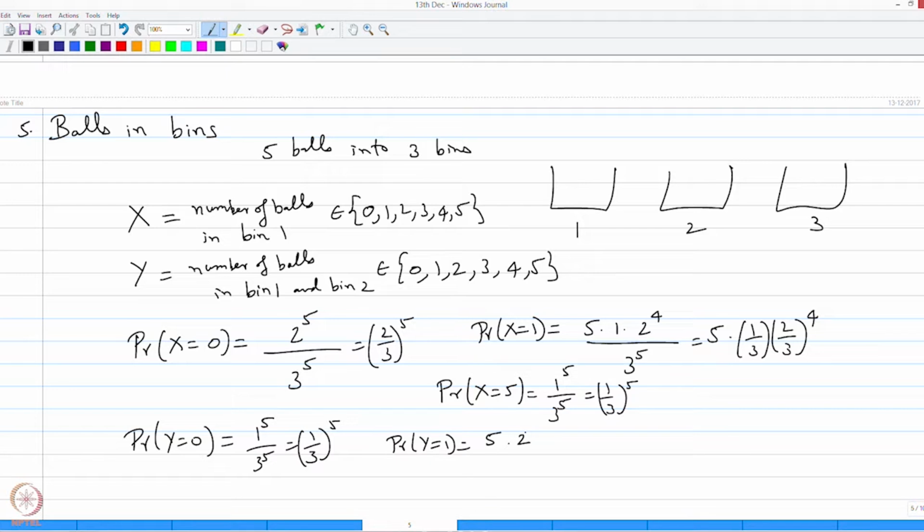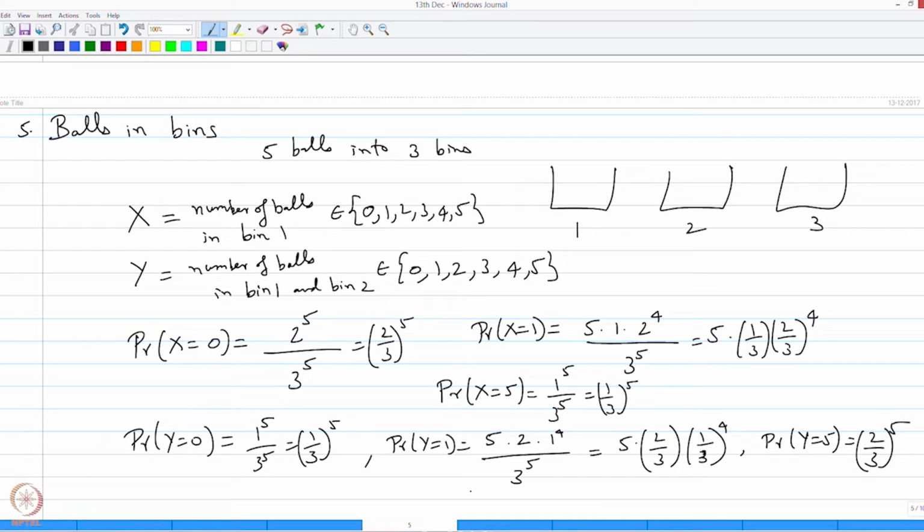It could either go into bin 1 or bin 2, and then the remaining 4 balls have to go into bin 3. Okay. So, this divided by 3 power 5. So, you will have 5 times 2 by 3 times 1 by 3 power 4, I am sorry. Okay. So, likewise if you calculate the probability of Y equals 5, you are going to get 2 by 3 power 5. Okay.